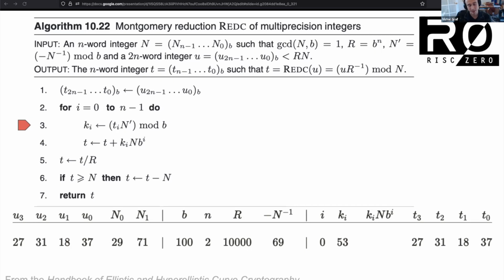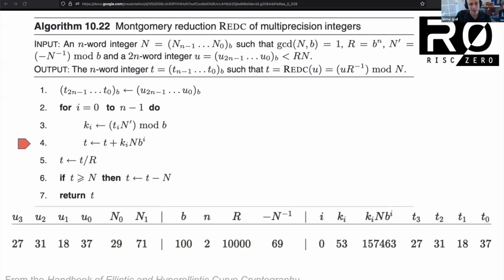And then you take this intermediate value, this k_i, multiply it by our modulus. So now k_i and N times B to the power of i, B to the zero. So it's just k_i times N at this point. This is a multiple of the modulus. So as before, any multiple of the modulus is zero. So this number is actually equal to zero in the finite field. So we then add what is effectively zero, but is this number, to our T value.